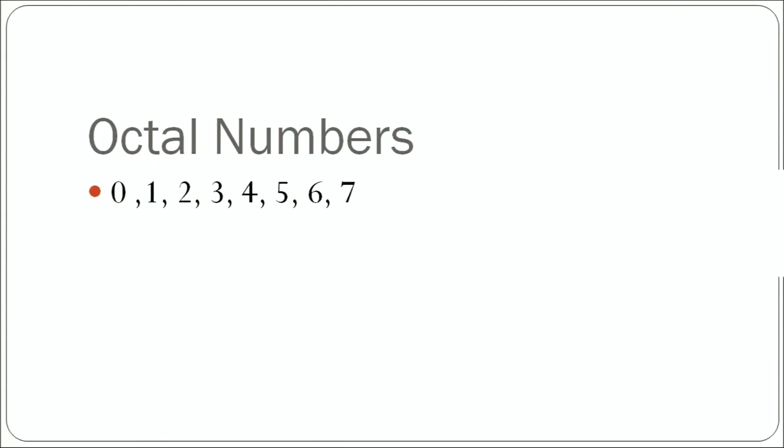So the base is defined by the number of digits that we are using to define the character set of this particular number system. So for octal numbers, we have the range from 0 to 7: 0, 1, 2, 3, 4, 5, 6, 7. Octal numbers are basically the combination of 8 numbers. So the base is 8 and this character set defines the range of the octal numbers, and then we use these numbers to form the different numbers in the octal number system.